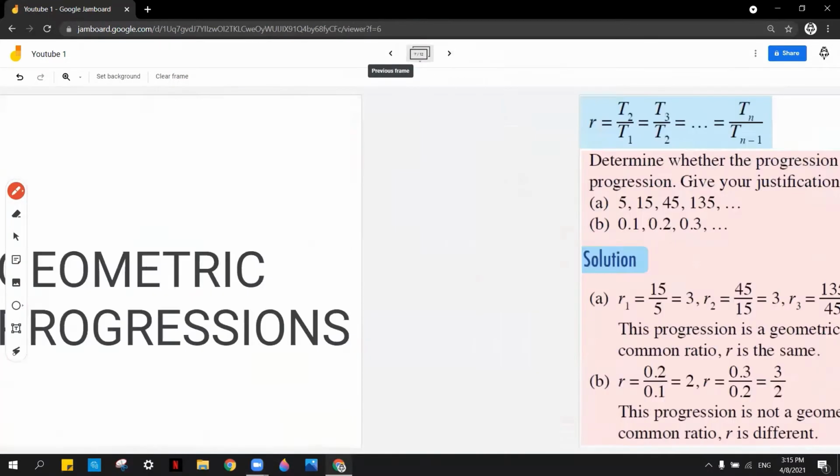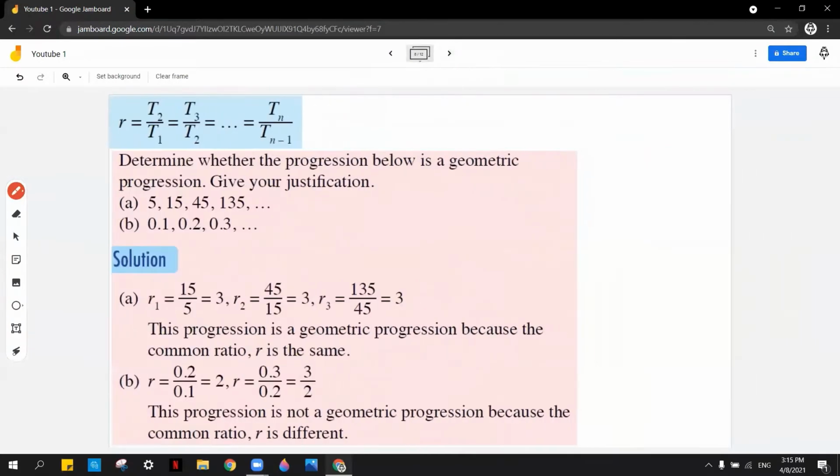So geometric progression here. First, you need to take note of your common ratio. How do we understand and identify it? Very simple. If you can see here, this equation is following the sequence as per usual: T1, T2, T3, T4, and so on.